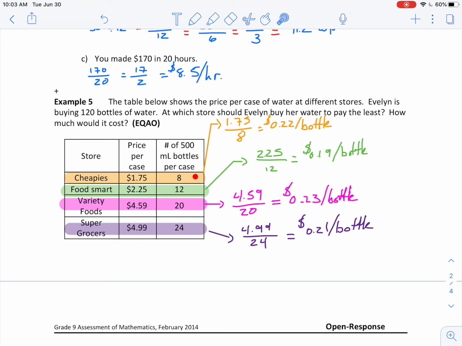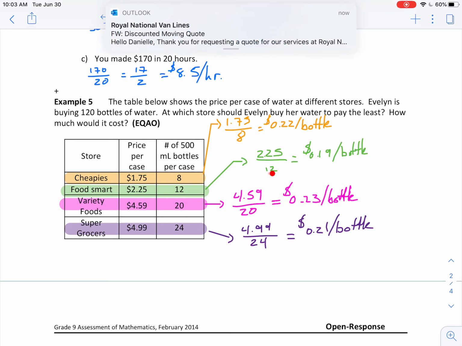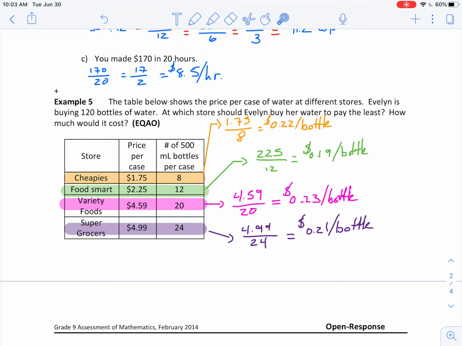So for Cheapies, I go $1.75 for 8 bottles, gives me about 22 cents per bottle. For Food Smart, $2.25 divided by 12 in the pack, which means I have 0.19 or 19 cents per bottle. Variety Foods, $4.59 divided by 20 gives me 23 cents per bottle. Super Grocers, $4.99 divided by 24 gives me 21 cents per bottle.